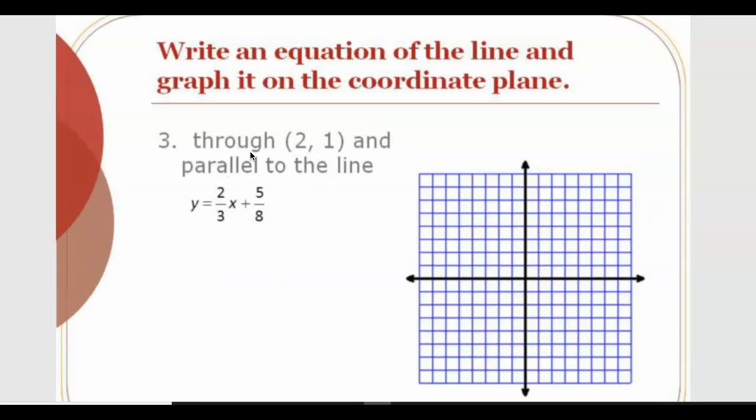Okay, in the next example, we have our point, and then we're told that it's parallel. So that means the slope is the same. So my slope is 2/3 and my point is (2, 1). So that means it's going up 2 and over 3 from that point, or down 2 and left 3.